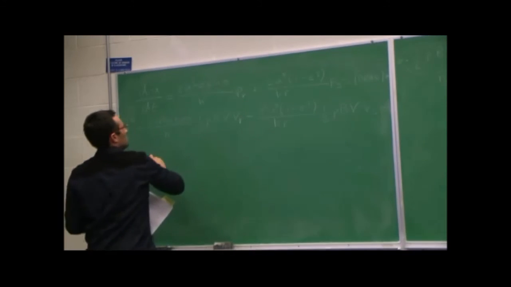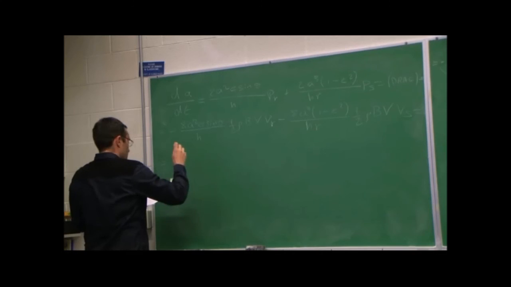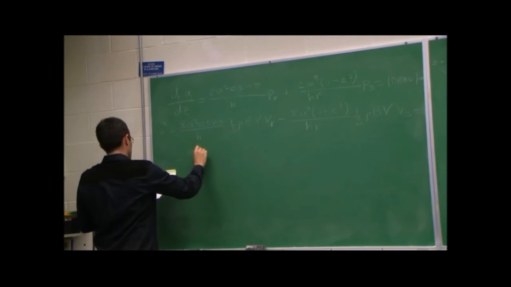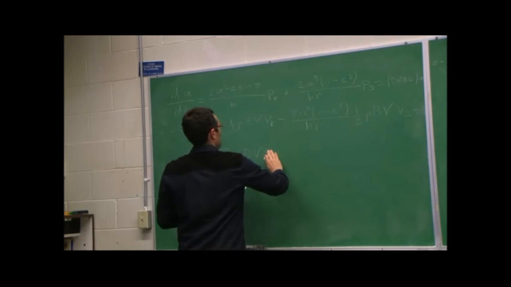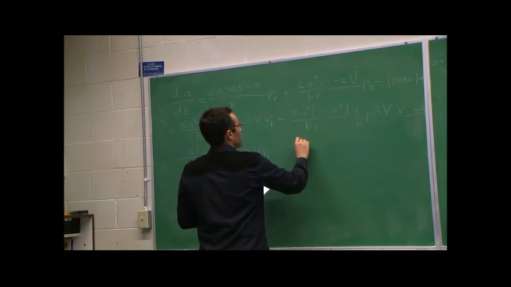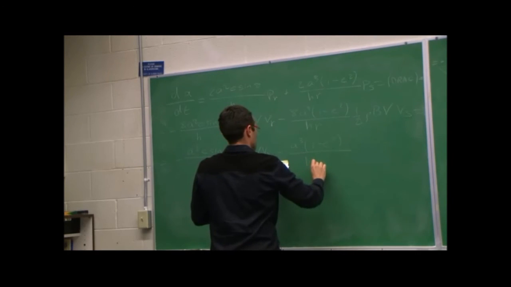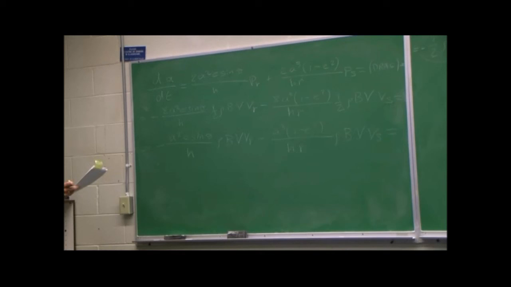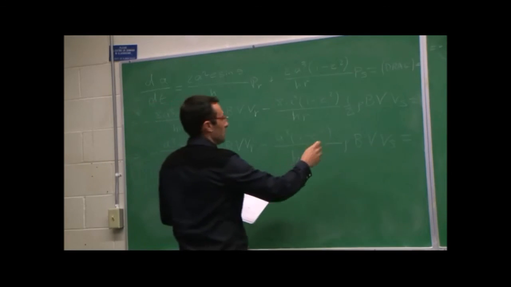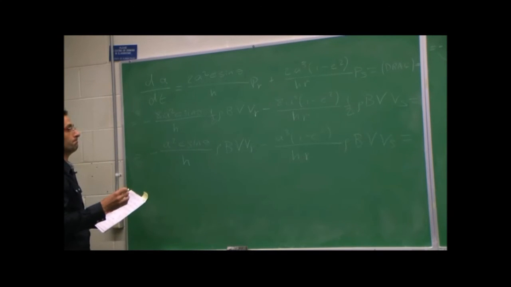Okay. So, this goes away, this goes away, this goes away, this goes away. You have minus a squared e sine of theta over h, rho b v v_r. I'm just rewriting it without the 2, minus a cubed, 1 minus e squared, over h r, rho b v v_s. I'm thinking if I want to simplify something here. I think that's good enough. What is, there's something that we can simplify actually. What is H?